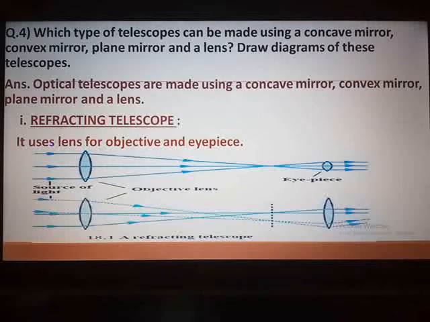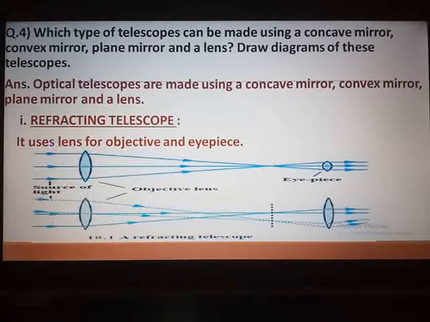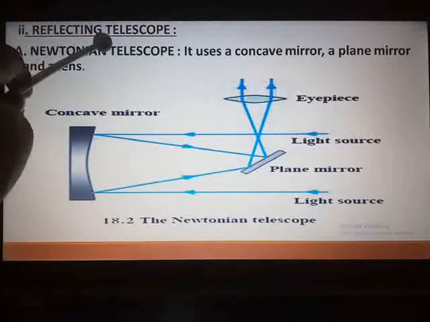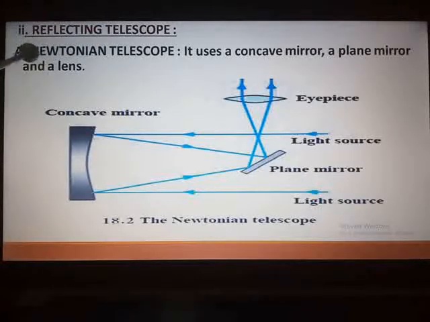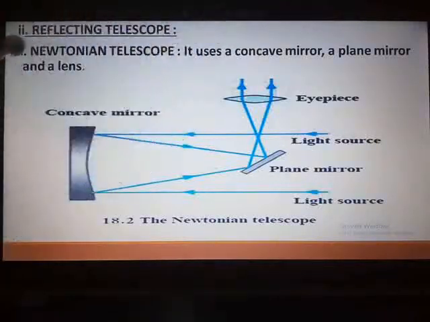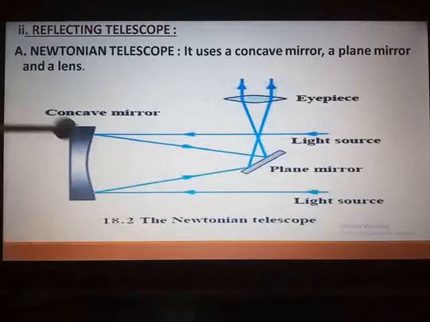18.1 on page number 210. You can see the refracting telescope. That diagram you have to draw. Now the second optical telescope is reflecting telescope. So the first one was refracting, now reflecting. Under reflecting you have to include the Newtonian telescope. It uses a concave mirror, a plane mirror and a lens, and immediately you have to draw the figure on page number 211, 18.2 about the Newtonian telescope.